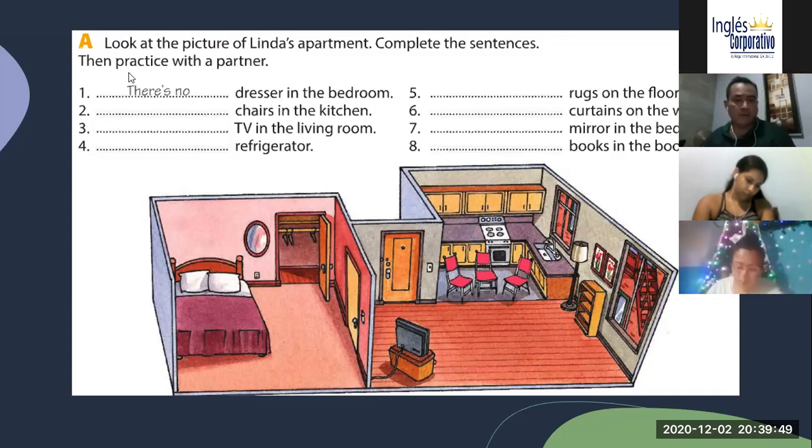En la 5 se podría referir al living room. A ver, la 5 es en general en el piso. Ok. Ajá. Ok.